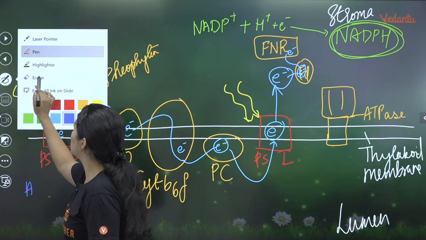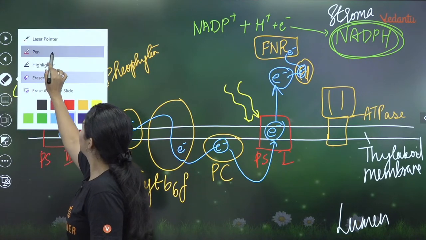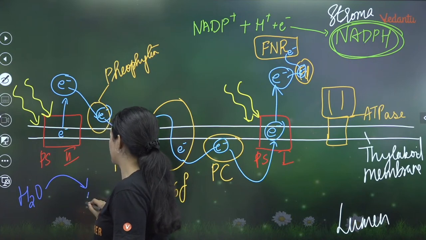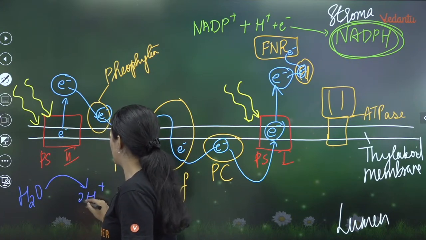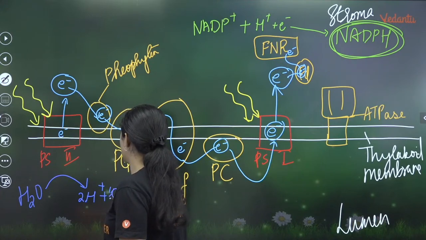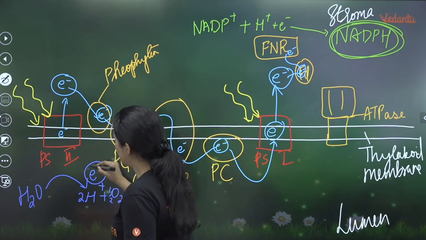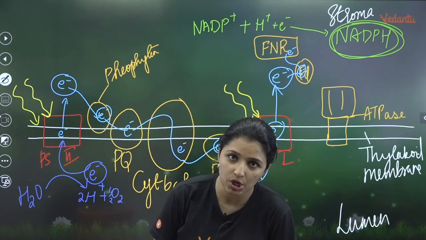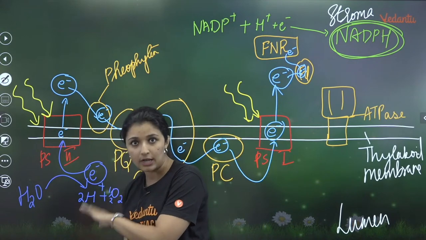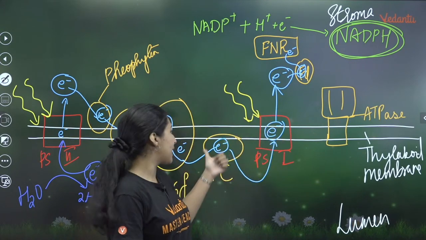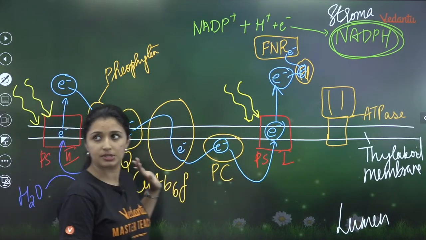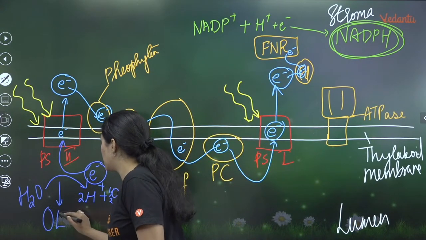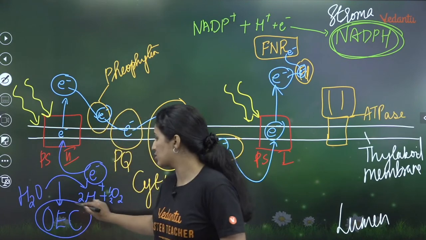So we have the H2O molecule split into H plus, oxygen and electrons. This is the electron which is going to be replenishing PS2. So if there's a question, who replenishes the electrons lost from photosystem 2? It is photolysis of water. The replenishment happening in photosystem 1 is done by plastocyanin or the entire previous process. This is called photolysis of water. Here we utilize the oxygen evolving complex.